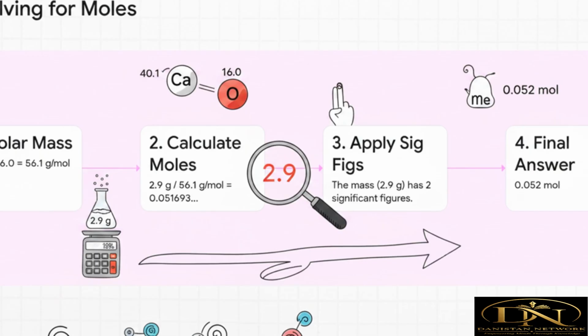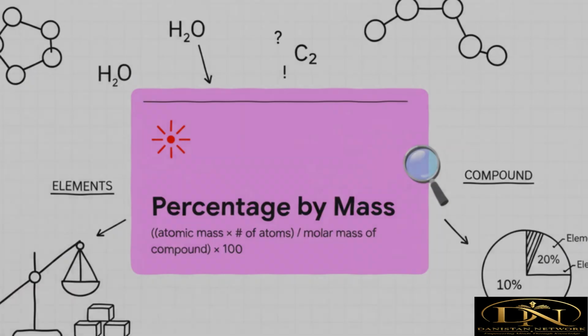This is exactly where significant figures come in. Our starting measurement, 2.9 grams, only has two significant figures. That means our answer has to be rounded to two significant figures as well, which gives us our final answer, 0.052 moles.